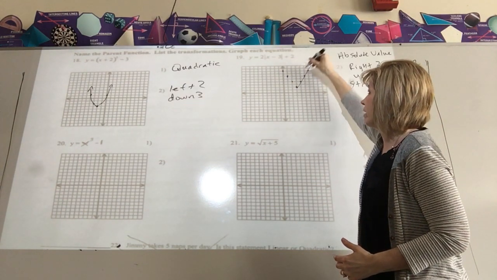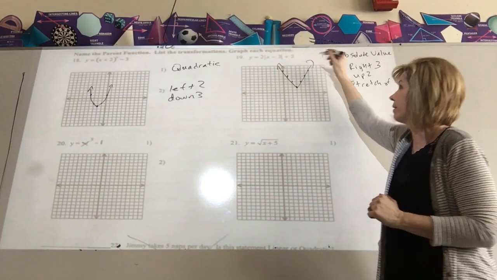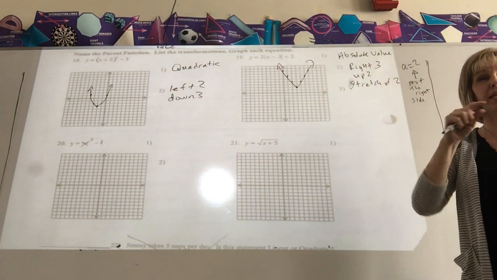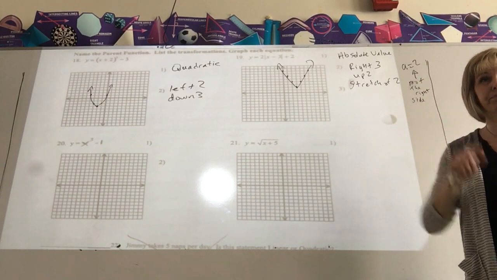So to make that V from the vertex, it has a slope of 2 on either side, and you just go up 2 over 1 in either direction from the V. Up to the right one and up to the left one.